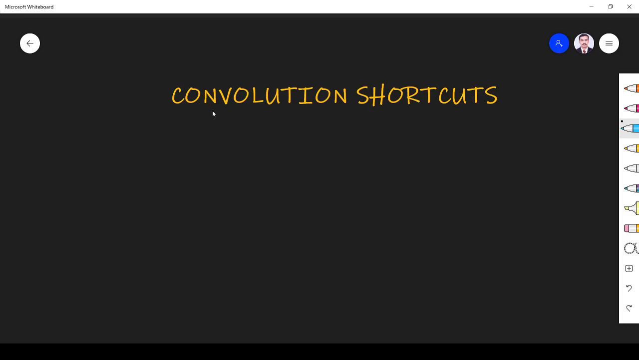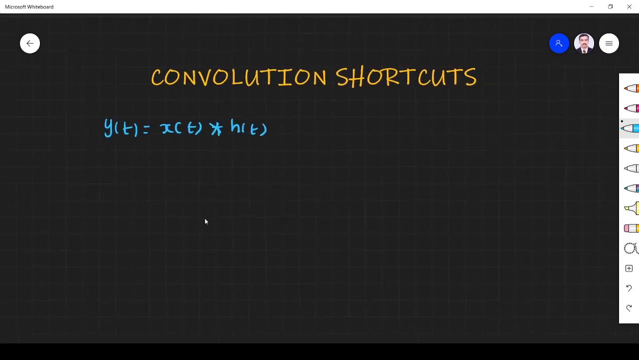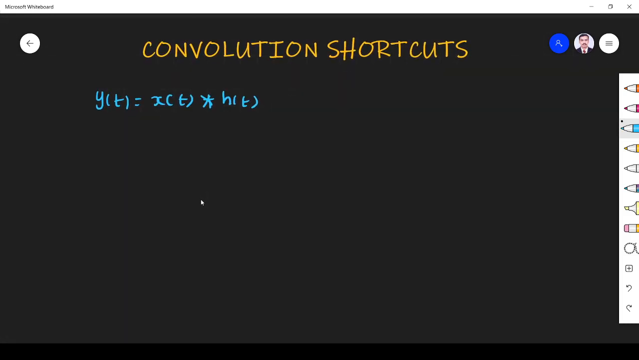Right? We know that the convolution of the input signal and the impulse response is given by y of t is equal to x of t star h of t. We can solve this problem by using a graphical method, a mathematical method, or an analytical method, right? But in the exam we cannot do all these things because we have little time. So how do we solve this big problem in the shortest way?